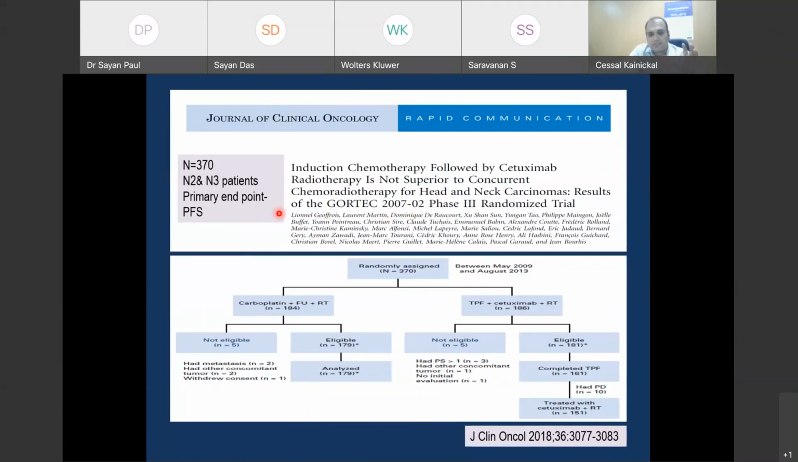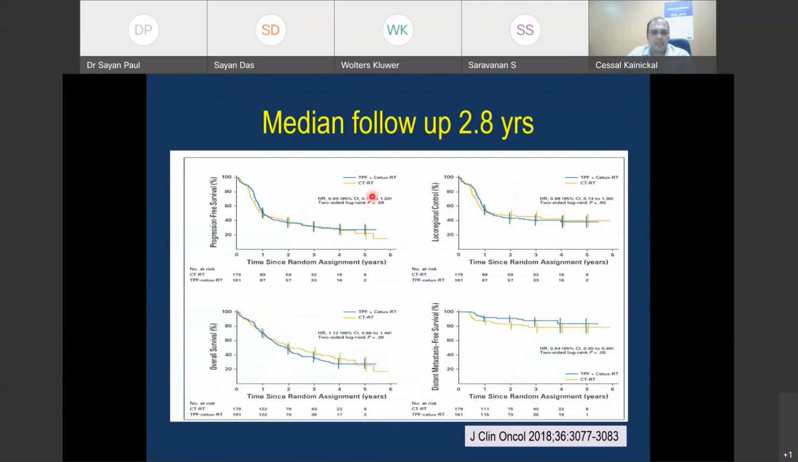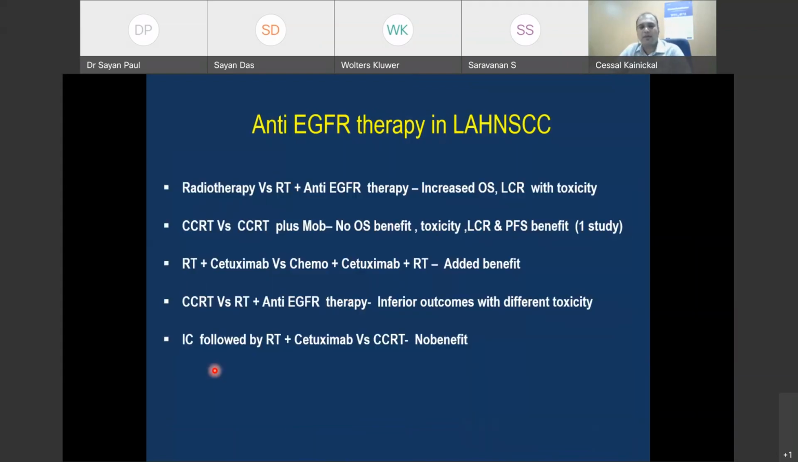Progression-free survival was the primary endpoint, and the data showed that there is no difference in any of the parameters. Although there was a borderline statistical significance for distant metastasis-free survival, in terms of progression-free survival, local control, and overall survival, there is no difference. So TPF followed by cetuximab plus radiation is also not considered a standard approach compared to concurrent chemoradiation.